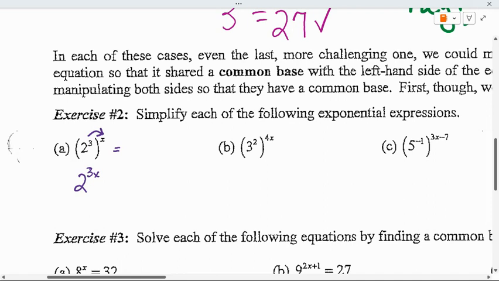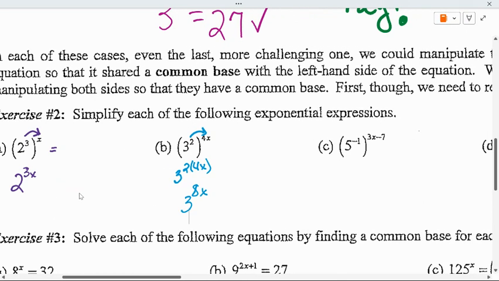Okay, so example B, 3 squared to the power of 4x. Again, I do what with them, Reese? Multiply. So we're distributing. So this becomes 3 to the 2 times 4x. And what is 2 times 4x? 8x. So this is the same thing as 3 to the 8x power.